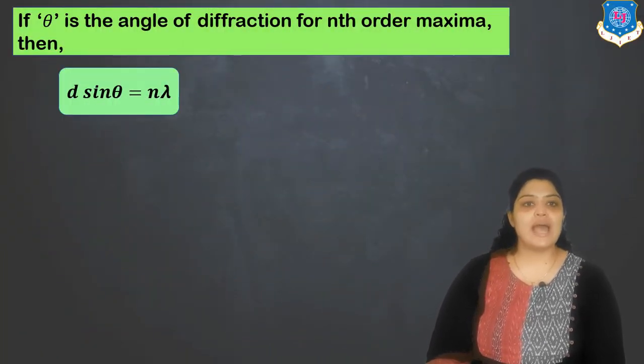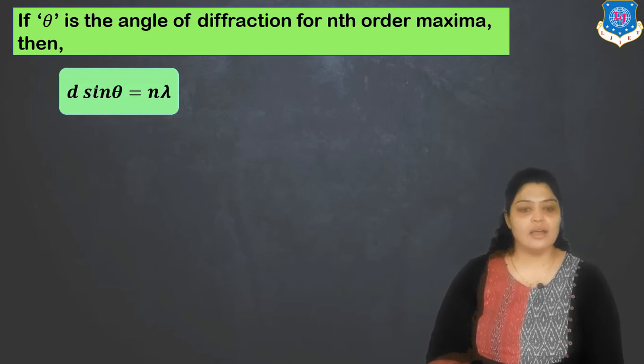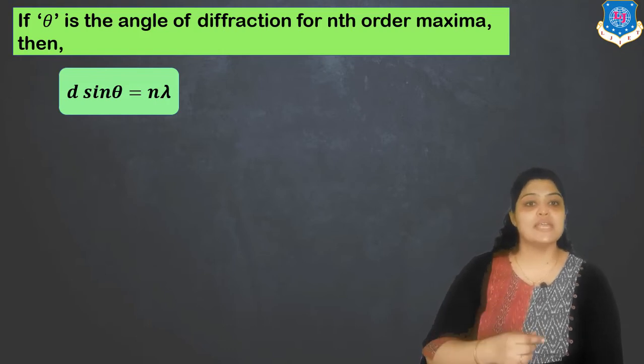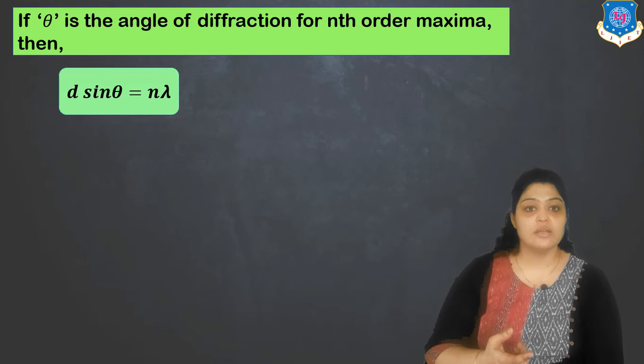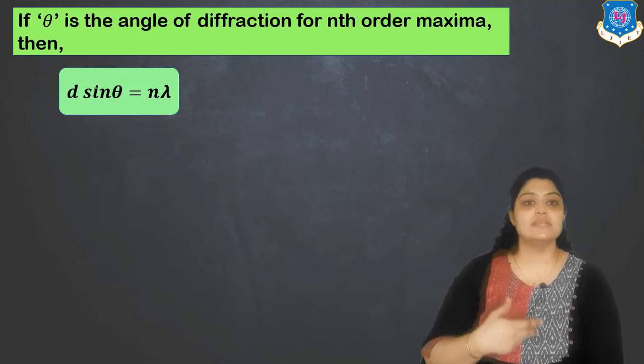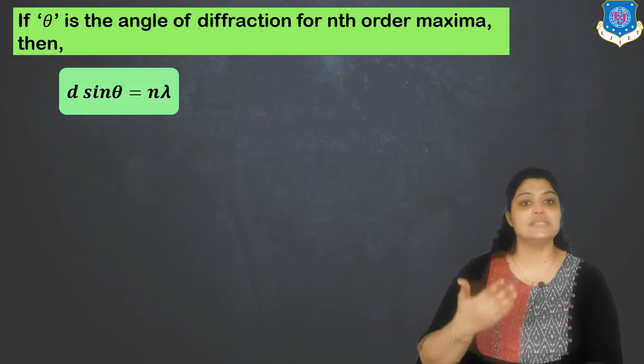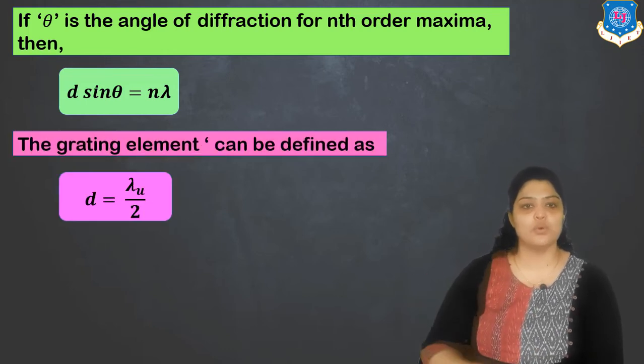So if the angle of diffraction is theta, this is the equation of diffraction: D sin theta equals n lambda. Theta is the angle of diffraction. Lambda is the wavelength of the light source. And n is the order of diffraction. If you are seeing only one dot, n is 1. If you are seeing three dots, n is 2. If you are seeing 5 dots, n is 3, and so on.